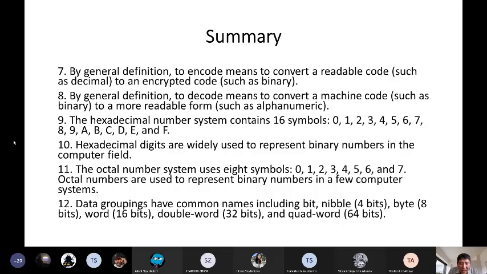Data grouping has common names including bit, nibble, byte, word, double word, and quad word. So guys, I have a question. I'm not a computer scientist, and I do some programming, for example in Python, when I do modeling in my field. I use Multisim software and others to design circuits, but I know bit and byte. How often do you use terminology such as nibble, word, double word, and quad word in computer science?